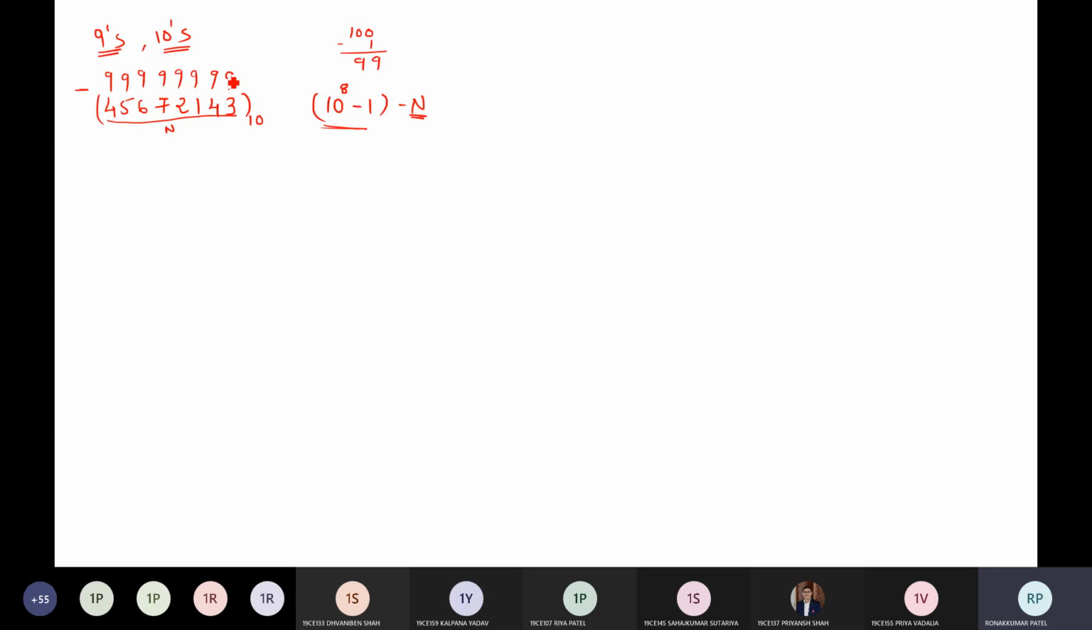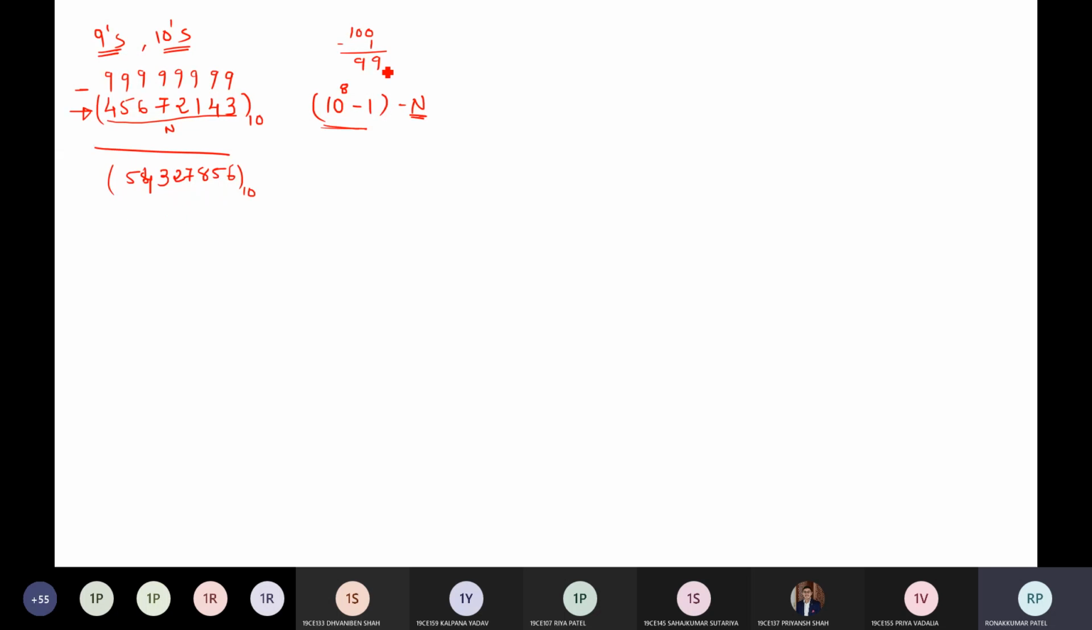Subtract each and every digit from 9. That's it, right? 9 minus 3 is 6, 9 minus 4 is 5, 9 minus 1 is 8, 9 minus 2 is 7, 9 minus 7 is 2, 9 minus 6 is 3, 9 minus 5 is 4, 9 minus 4 is 5. This is the 9's complement of your number.